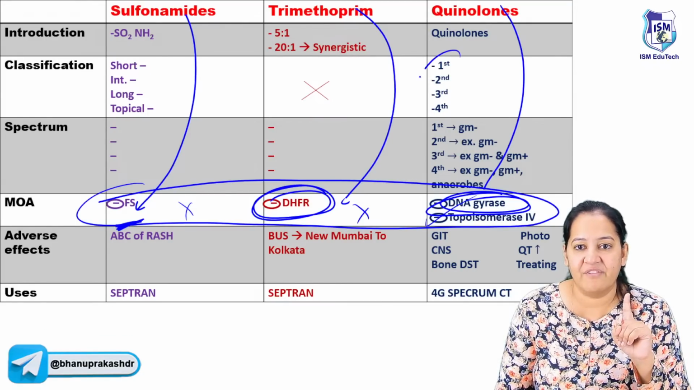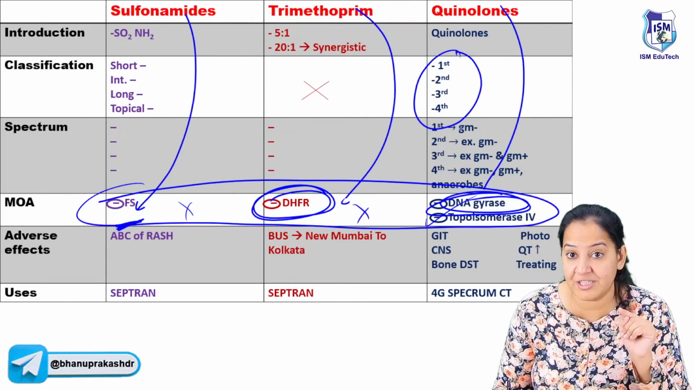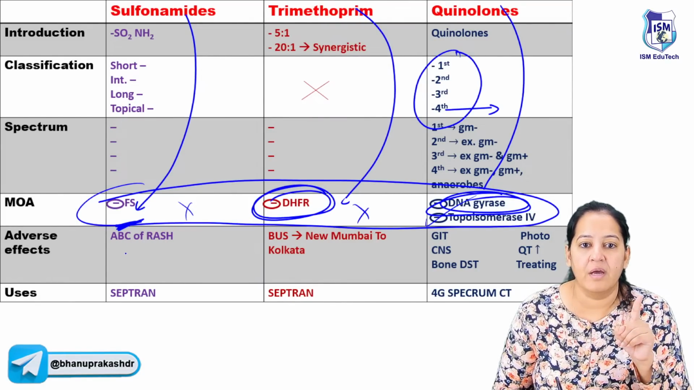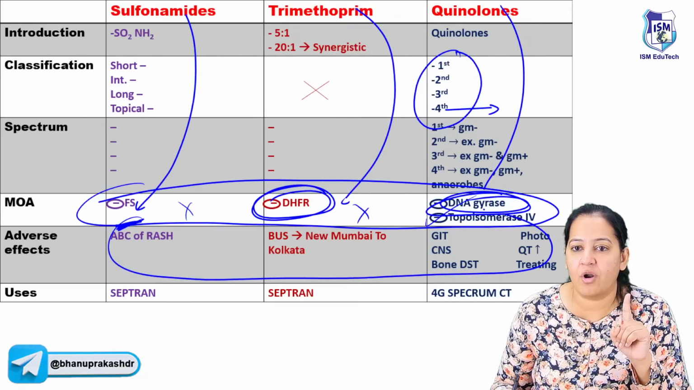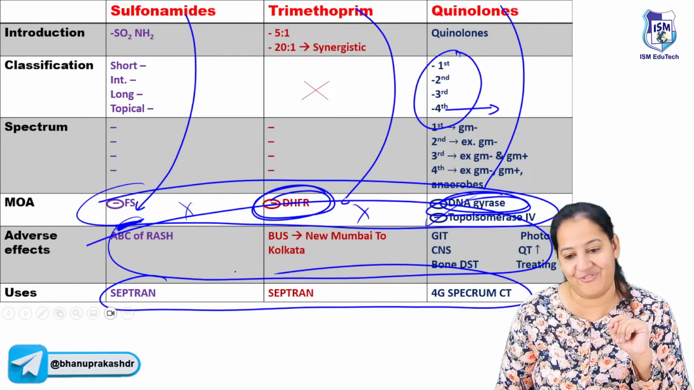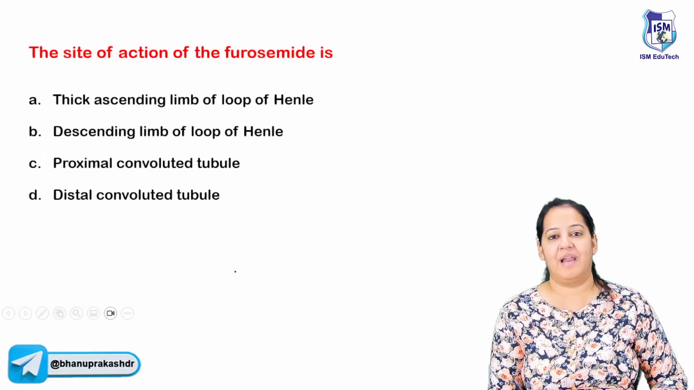Here the classification I told you, 1st, 2nd, 3rd, 4th generation, especially 4th generation you have to learn. Spectrum I told you. You can see the adverse effects of all of them. See the mnemonic. See the uses of all of them. See the mnemonic. Appreciate my efforts. This is the 3rd master table I taught you.